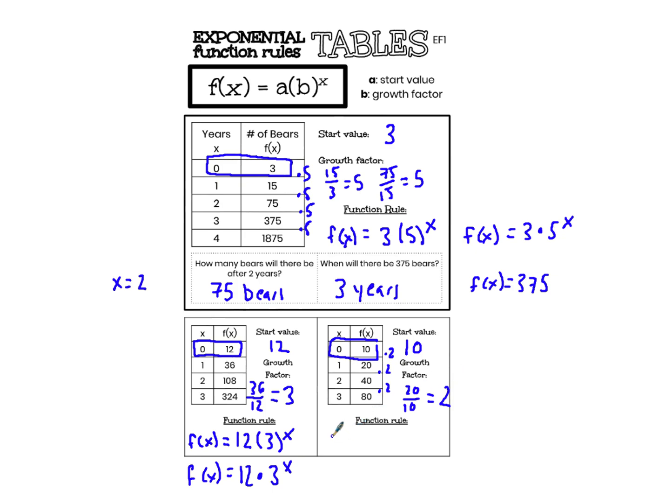I'm now able to write my function rule. F of x equals my start value of 10 times my growth factor 2 to the x. So I can use parentheses around the base, or I can write 10 dot, meaning times 2 to the x power.